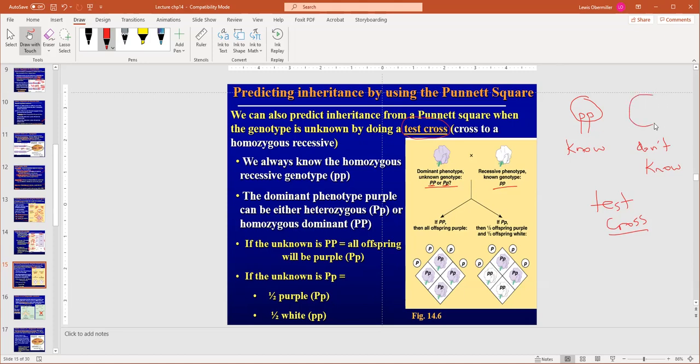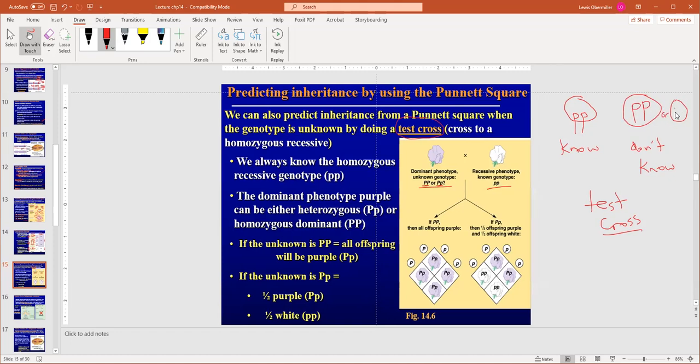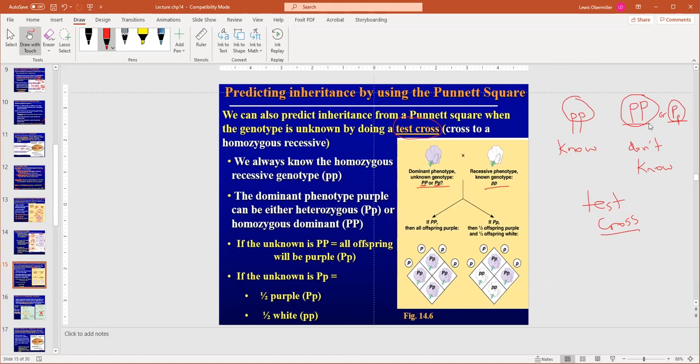If it's a thoroughbred, then that would mean that it's purple, right? I wouldn't know if it's big P, big P or big P, little p. That horse would not be worth as much as this horse. So how do I know if I'm getting the $1 million horse or the junk horse? I do a test cross. I breed it to something I know, and then I look at the offspring.